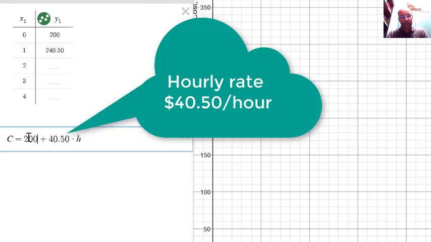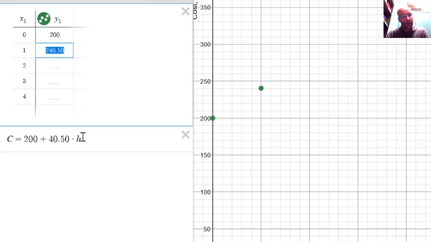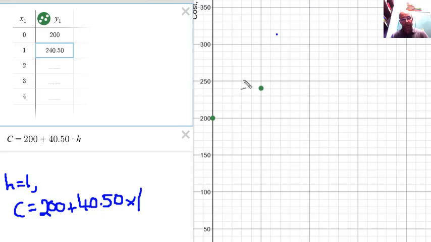So that gets added on to the call-out fee, which is a constant. It's 200. So the 200 stays the same, but what changes is the number of hours that go by. If it's a small job, it might only take 1 hour. If it's a bigger job, it might take 3 hours, and so on, or parts of hours. So if it takes 1 hour, when h is 1, we have 200 plus 40.5 times 1, which is 240.5, and you can see the result there.